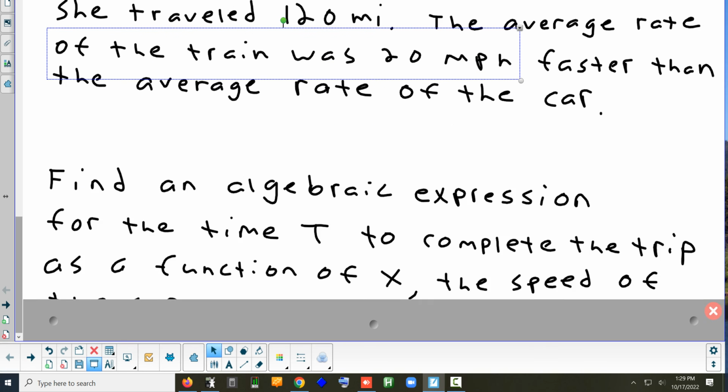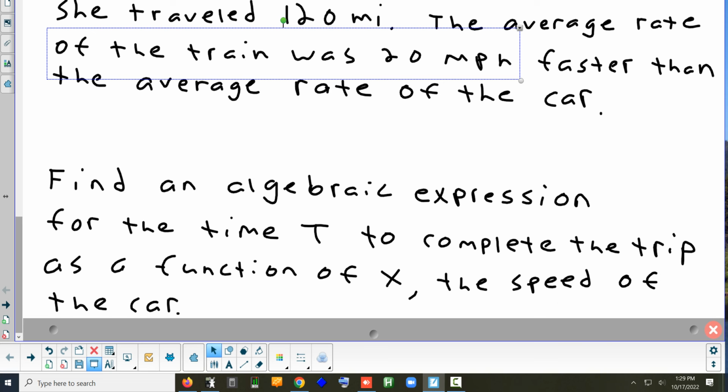So let's write a formula that represents the time it takes to complete the trip, and the letter we're going to use is x. And x will represent the speed of the car. Now, x could be the speed of the train. You could have done it that way. You get the same answer. But we're going to let x be the speed of the car.